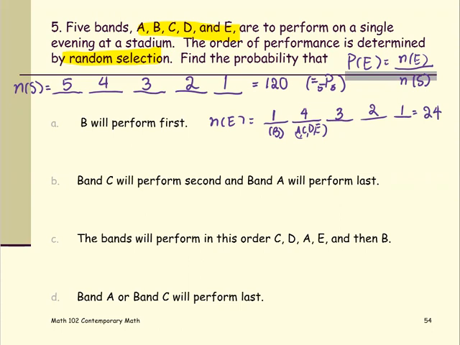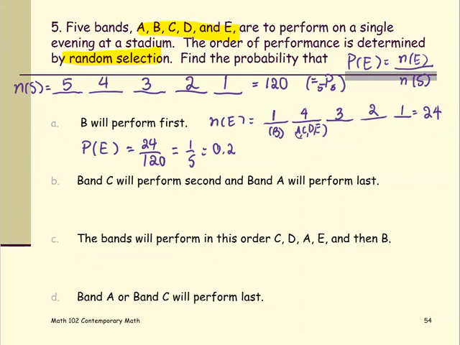And after that, we put it together. The probability of this event, B performing first, equals N of E, which is 24, divided by N of S, which is 120. The number comes out to be 1/5, or 0.2, or about a 20% chance to have band B perform first for this event.